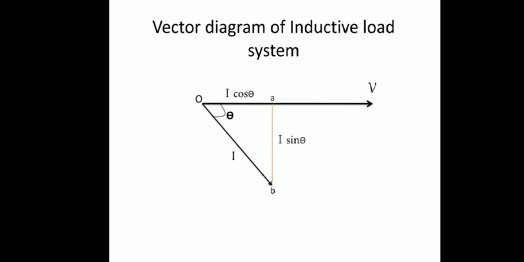Using trigonometric functions we get OA distance as I cos theta and AB distance as I sin theta. Let's multiply this triangle with V and we will get the power of the system in terms of trigonometric functions. Power triangle of the inductive load system: origin point O, VI cos theta, VI, the angle between them is theta, and points A and B, and its value is VI sin theta.